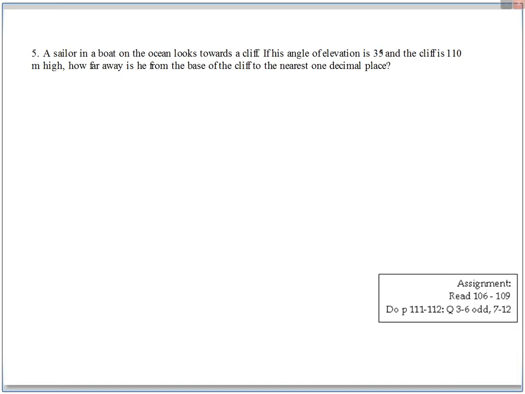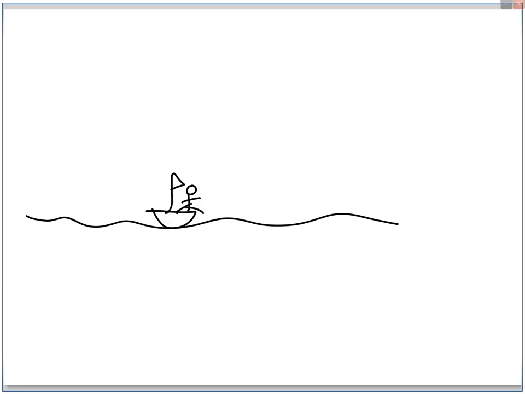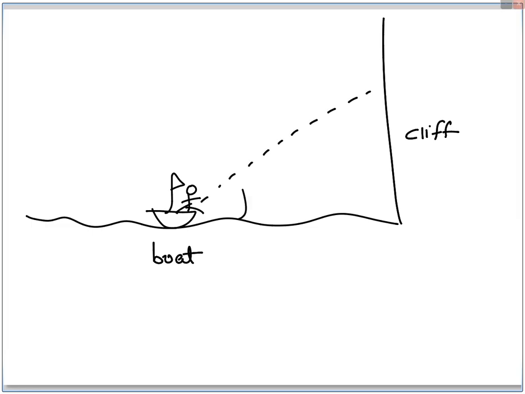Okay, next one. Sailor in a boat on the ocean looks toward a cliff. All right, so let's draw that. You got a sailor on the boat. There he is, chilling on the boat. He looks towards a cliff. There's your cliff. Here's your boat. If his angle of elevation is 35, up from the horizontal, 35, and the cliff is 110 meters high.